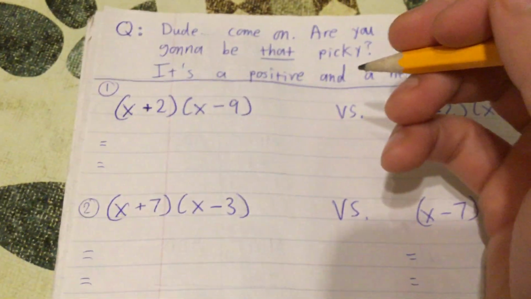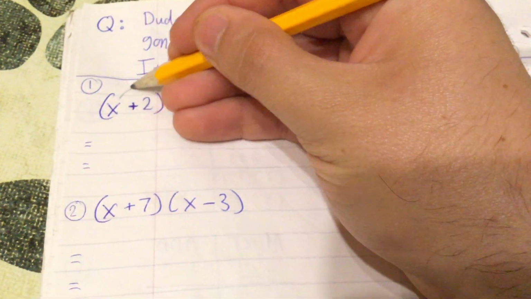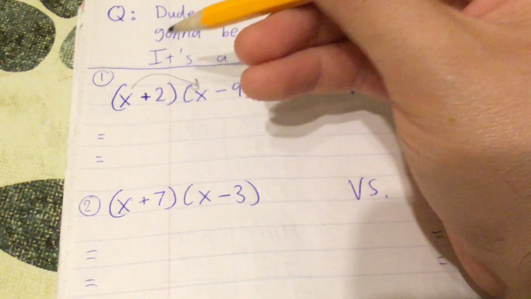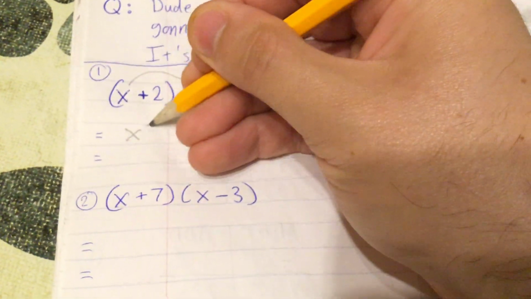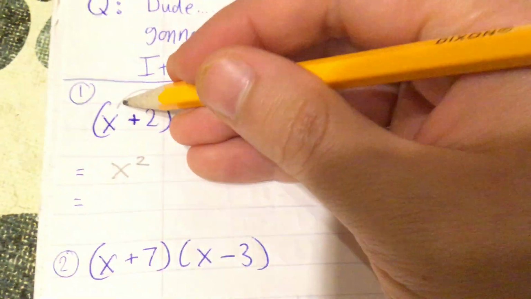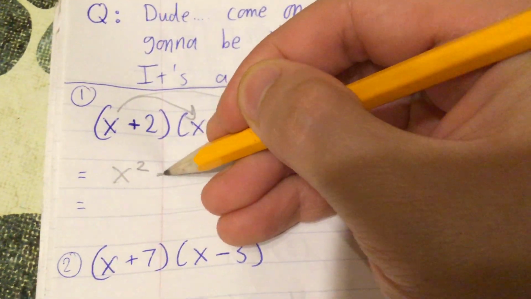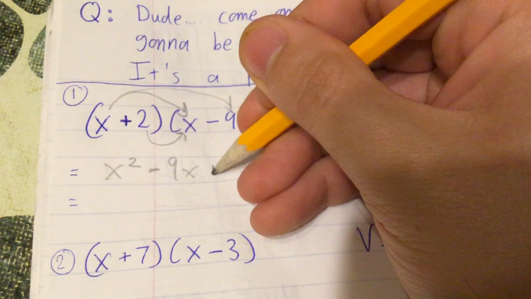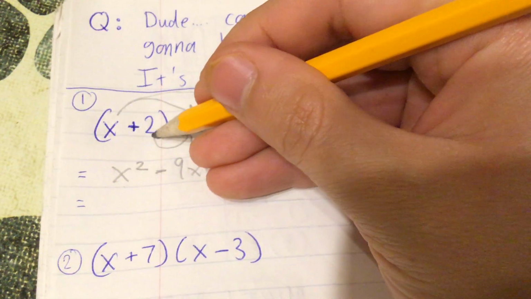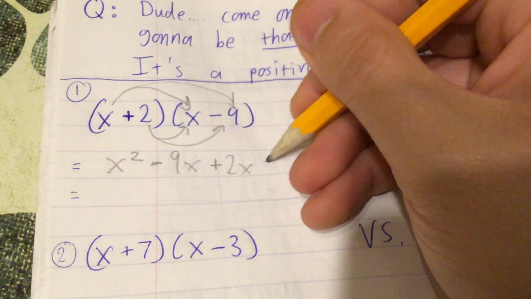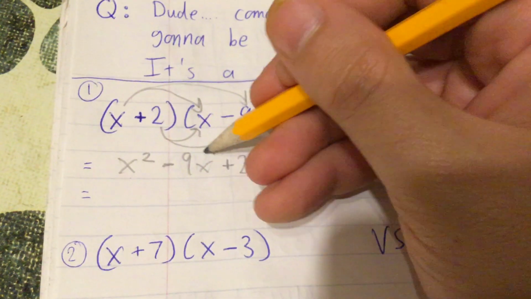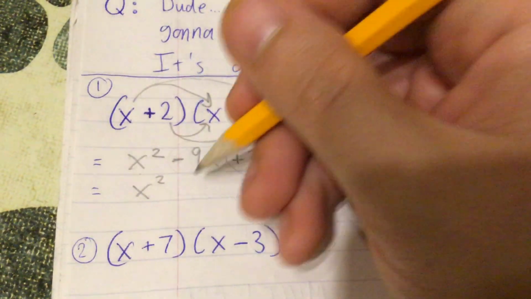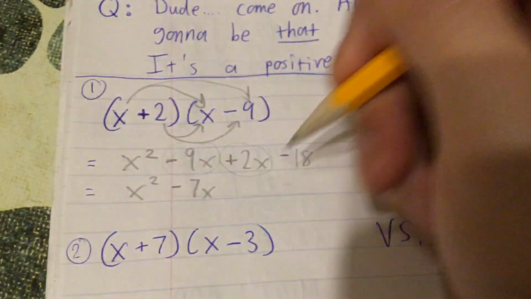FOIL the first two examples. So let's say I got x plus 2 times x minus 9, and I FOIL that out. That's going to be x squared, x times negative 9 is negative 9x, positive 2 times x is positive 2x, and positive 2 times negative 9 is negative 18. I'm going to combine the like terms in the middle, and that's going to get me x squared minus 7x minus 18.